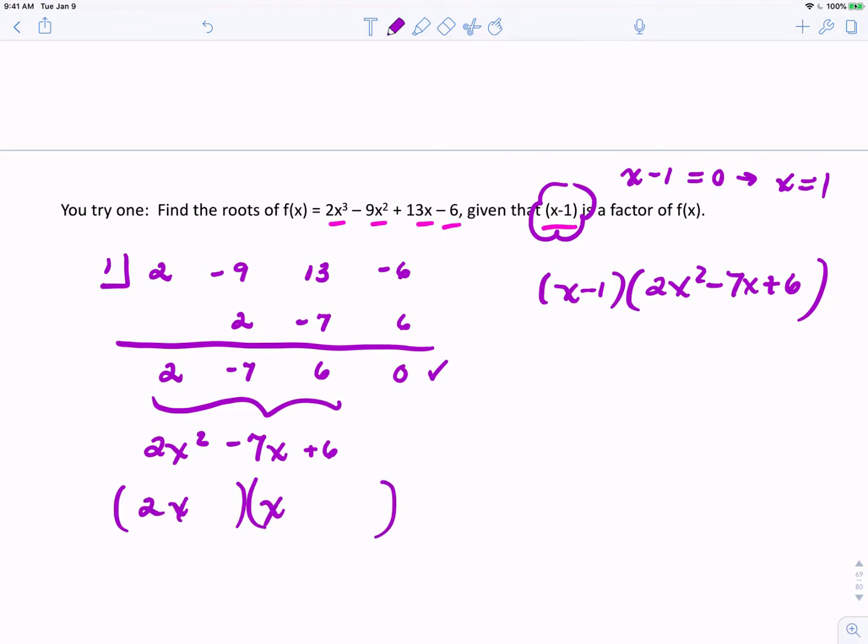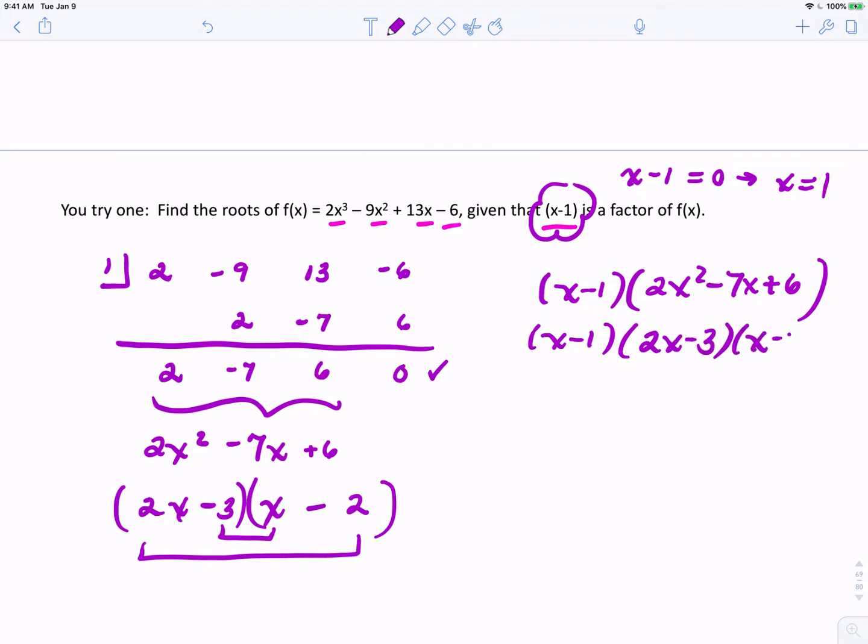So we want to have 2 factors of 6, but we want the middle term to be 7. So if we try 3 and 2, oh, I think we've got it. That's 4 and 3. Oh, that'll give us 7. If we make them both negative, that'll give us negative 7. Oh, that'll do it. So we have x minus 1 times 2x minus 3 times x minus 2.